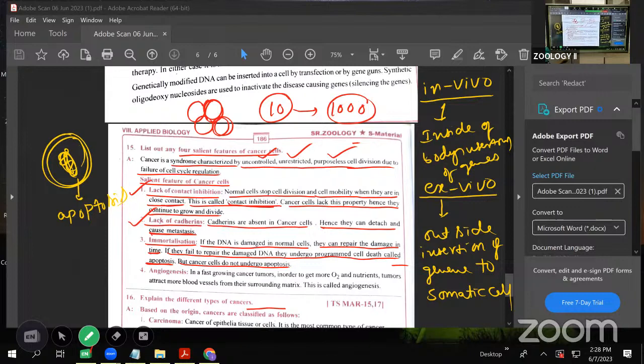That is immortalization. The cell does not undergo death. That we call immortalization. Cancer cells do not have this one. Next is angiogenesis.